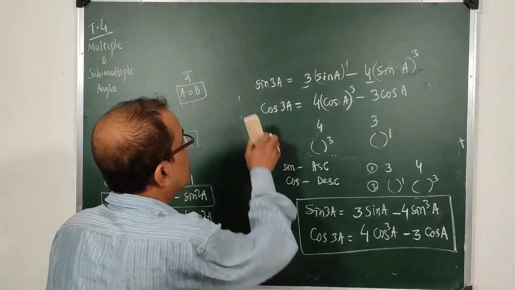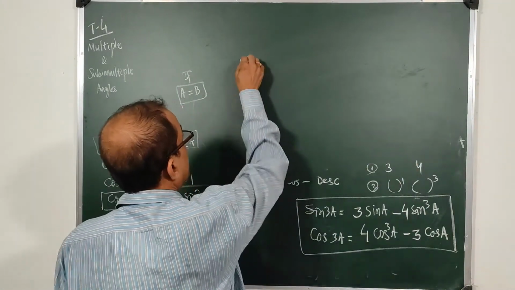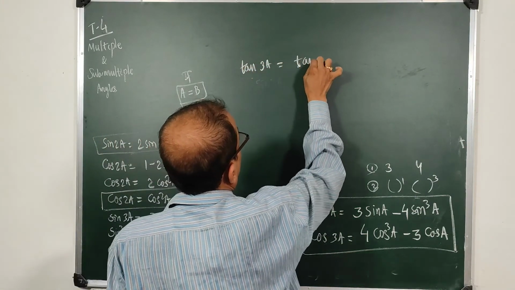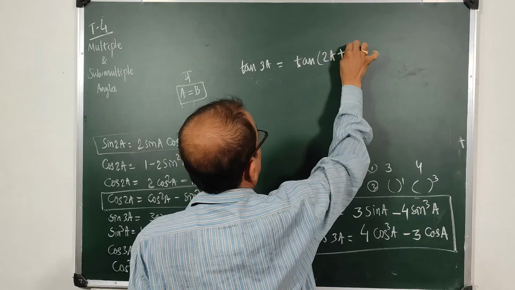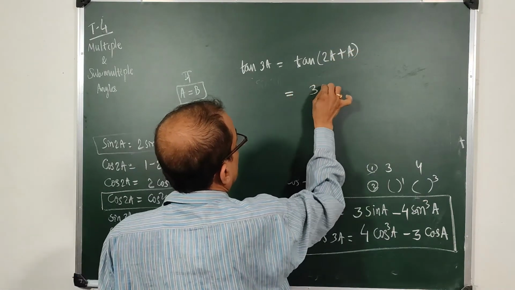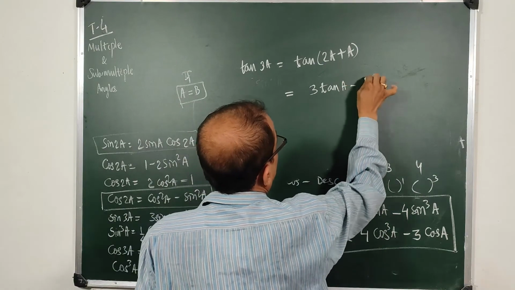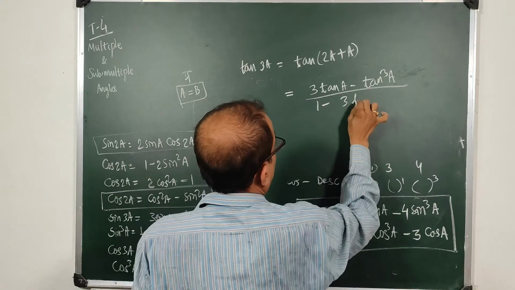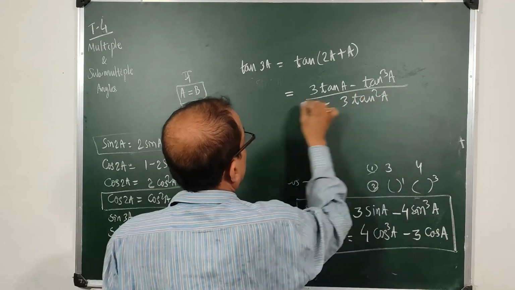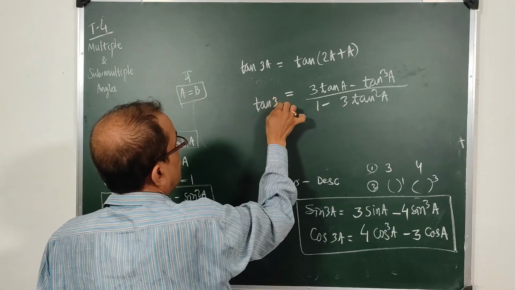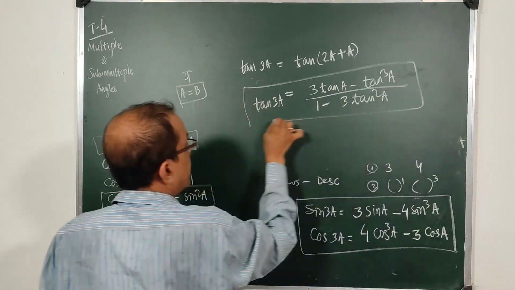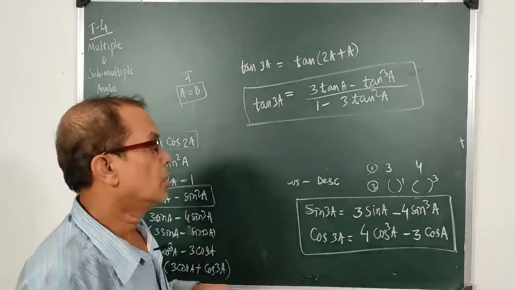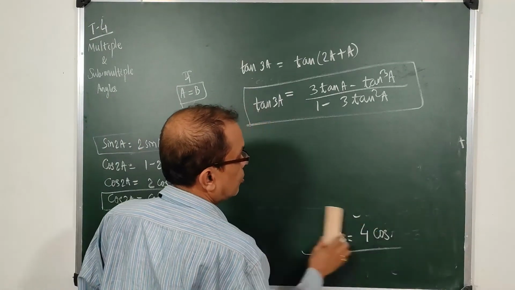And for tan 3a you have this homework. Try to find this by using this, so that it gives you 3 tan a minus tan cube a upon 1 minus 3 tan square a. This is the value of tan 3a. I give you this homework for your personal practice, and tell me in the next class if you could do it or not, and try to remember this pattern.